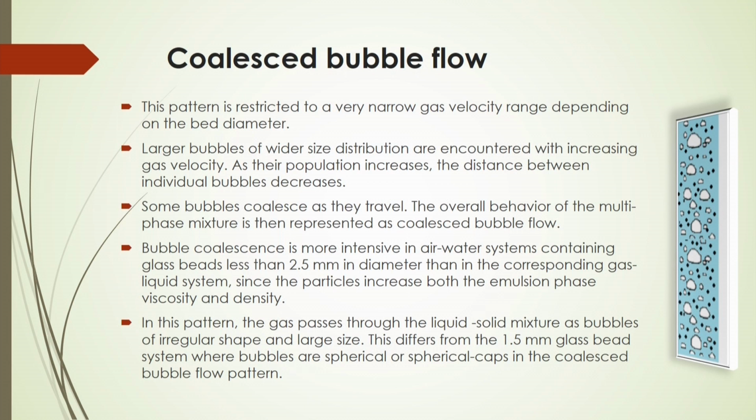The pattern, of course, is that the gas passes through the liquid-solid mixture as bubbles of irregular shape and larger in size, and this differs from the 1.5 millimeter glass bead system, where bubbles are spherical or spherical caps in the coalescent bubble flow pattern. So, this flow pattern depends on the shape of the bubbles also. This coalescence behavior depends on the shape of the bubbles. In this case, you will see the coalescence phenomena will be easier for spherical compared to non-spherical bubbles.